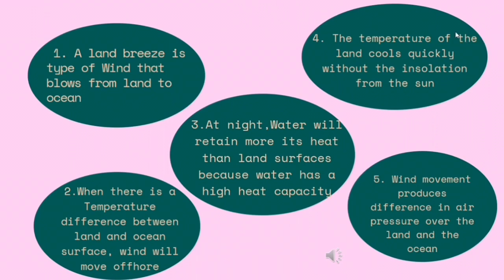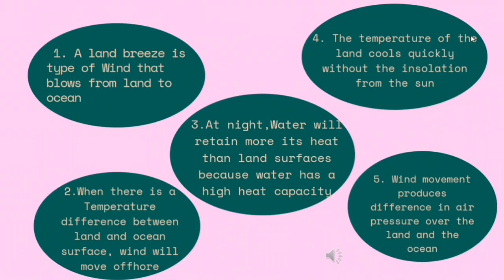Next, the temperature of the land cools quickly without the insolation from the sun. In addition, heat is rapidly re-radiated back to the surrounding air, causing the water along the shore to then be warmer than the coastal land. This will create a net movement of air from the land towards the ocean.